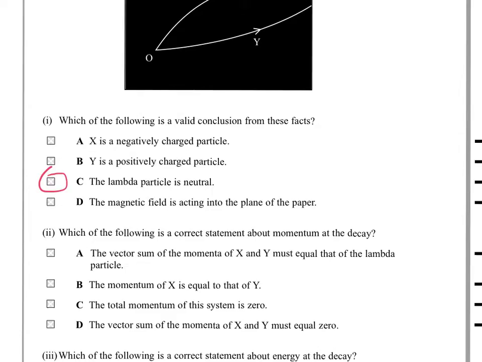Which of the following is a correct statement about momentum at the decay? The vector sum of the momenta of X and Y must equal that of the lambda particle. Sounds pretty good to me. The momentum of X is equal to that of Y. No, there's not a requirement for that. Total momentum of the system is 0. No, because it's moving towards the top right, so it has momentum. The vector sum of the momenta of X and Y must equal that of the particle that created them. So it's A.